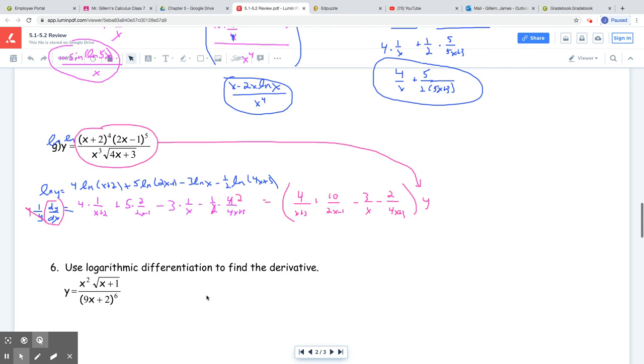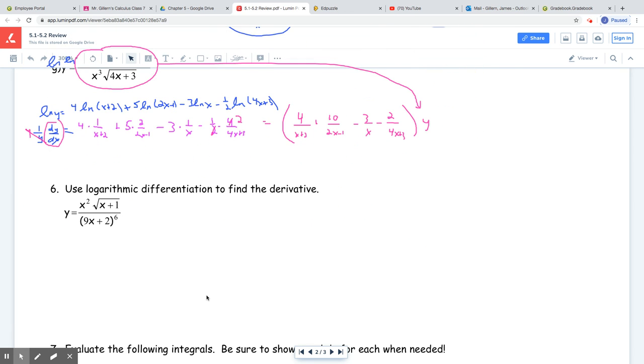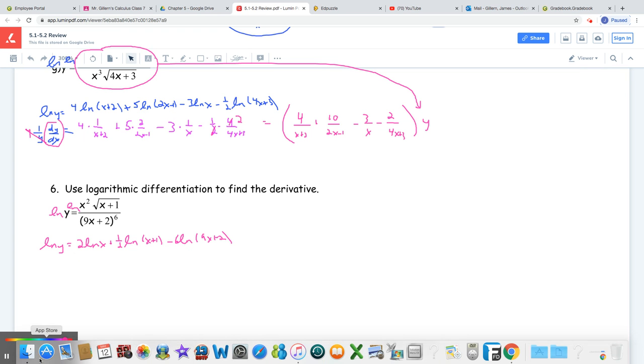All right, so 6 is the exact same thing, but notice the directions say use logarithmic differentiation to find the derivative. So it's exactly what it is here. We're going to take the natural log of both sides. So we get the natural log of y equals, and now we expand it, 2 natural log x plus 1/2 natural log of x plus 1 minus 6 natural log of 9x plus 2. All right, so now we take the derivative of everything.